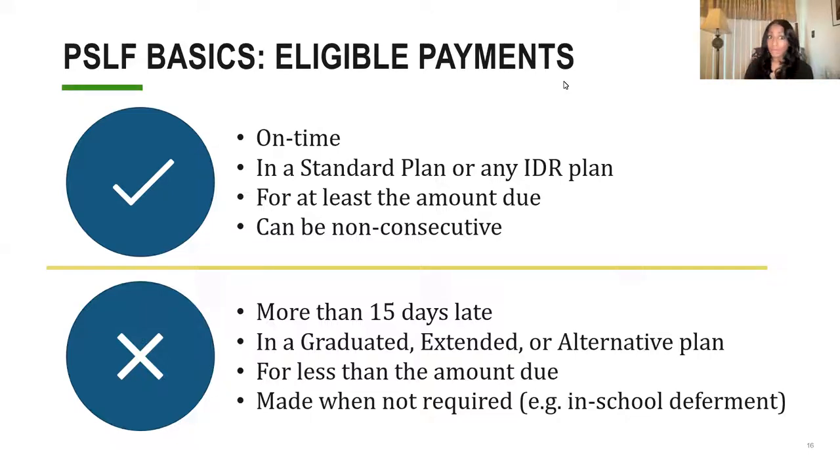It can take you 15 years to get to 120 because you take time off or you go to the private sector or you take time to start a family, right? It can take you 20 years to get to 120. It doesn't matter because it doesn't have to be consecutive.